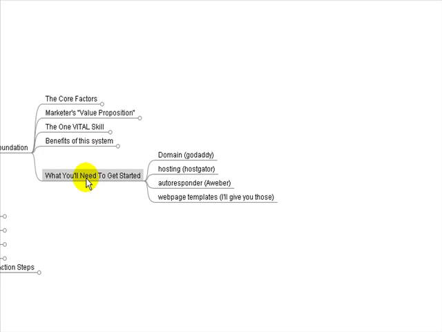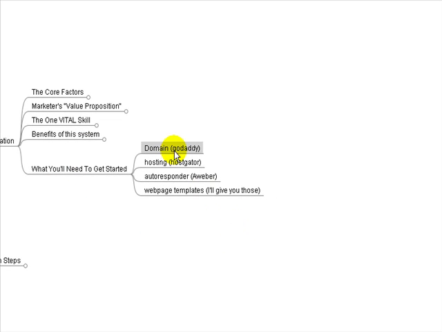Now, as I already said, before I actually jump into the system, here are the things that you'll need to get started. You'll need a domain, which I buy all my domains at GoDaddy.com. You need hosting, which I prefer HostGator. They've never served me wrong. And then you need an autoresponder, and for this I would definitely go with Aweber. If you don't have Aweber, I would get a trial of it.